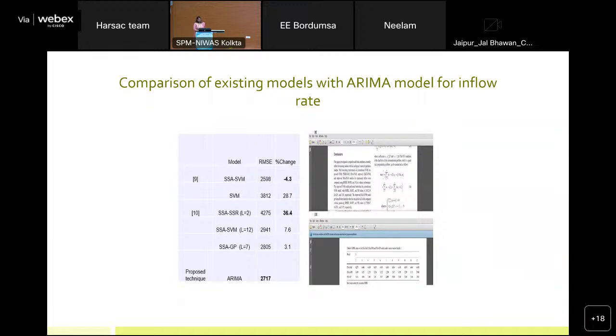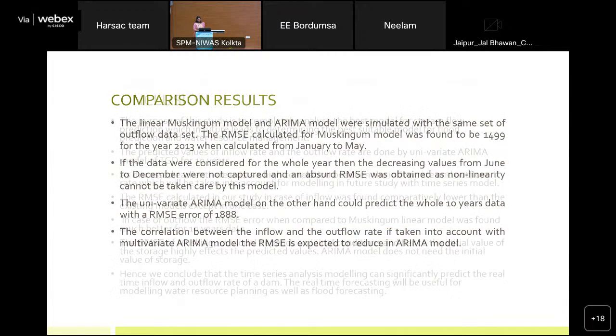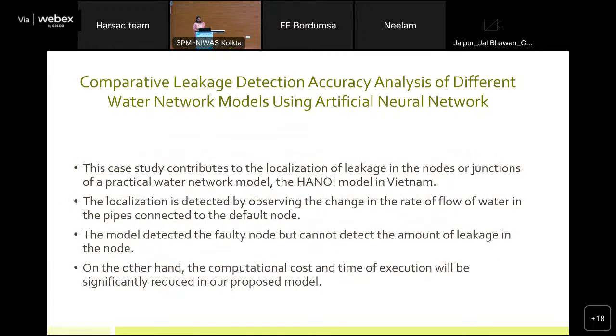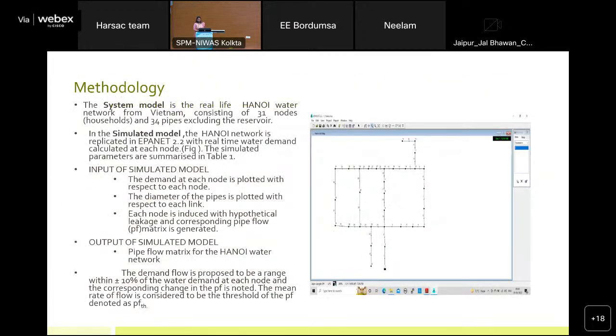So this is the comparison of our work that we had done. This is the leakage modeling. So this was a simulated model. This is EPANET, a US software that we had taken. This is a Hanoi model of Vietnam. And you can give the demand of each node. And for each pipe, the flow will be given.